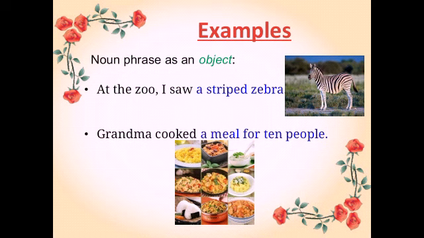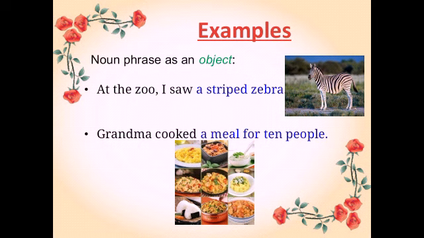Now let's see how the noun phrase comes as an object. At the zoo, I saw a striped zebra. So the noun phrase in this sentence is a striped zebra. How is the zebra? It is striped. So that is the noun phrase in that sentence.